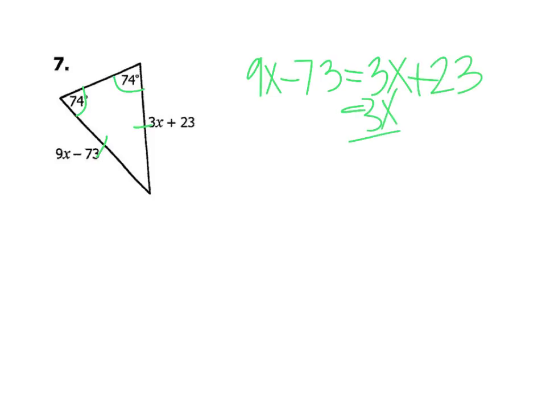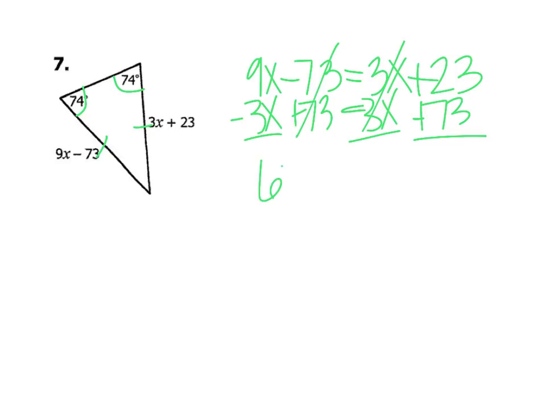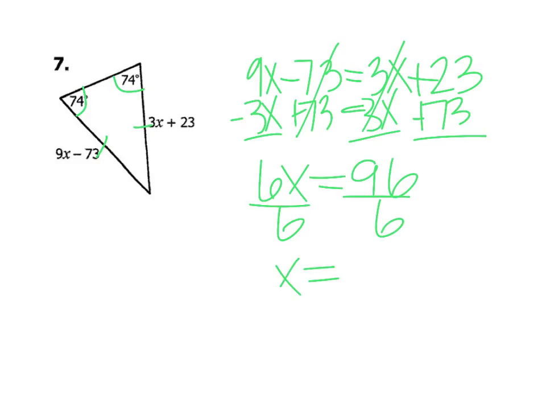Move all the x's to one side. Move all the constants to the other. These will cancel out. You're left with 6x equals 96. Divide both sides by 6. 96 divided by 6 gives us 16. And we solved for x. So we're done.